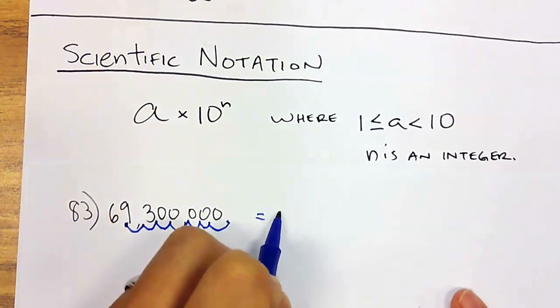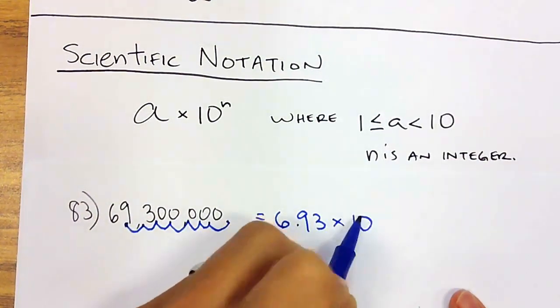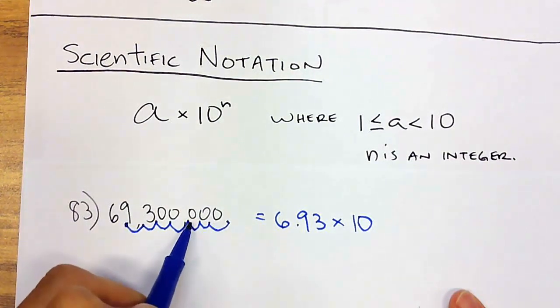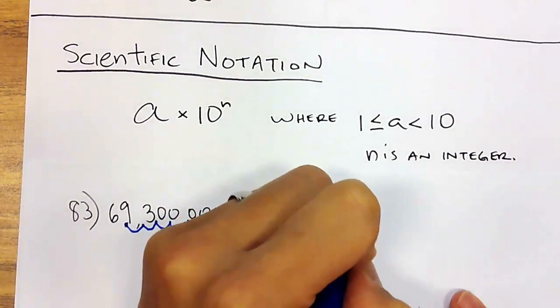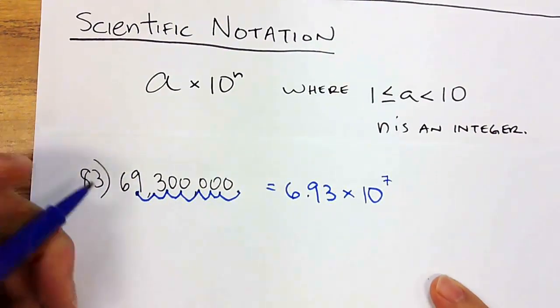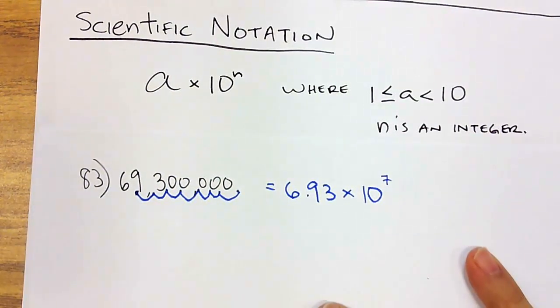So what we're going to do is 6.93 times 10 to the, how many times did I move the decimal point? 1, 2, 3, 4, 5, 6, 7. So 7. Okay.